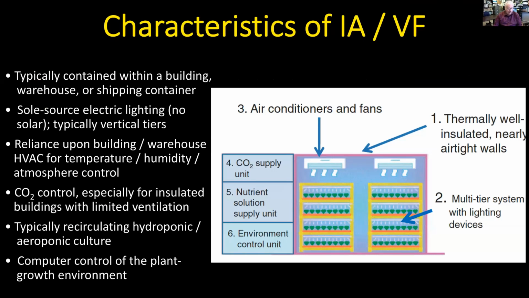So all of this history and technology development has come together to define the characteristics of a vertical farm as we know it today. An insulated warehouse, vertical tiers of grow racks, today with LEDs, HVAC for climate control, CO2 injection and control, especially for large warehouses filled with vegetation. Typically, recirculating hydroponics or aeroponics, and computer-based environmental control.